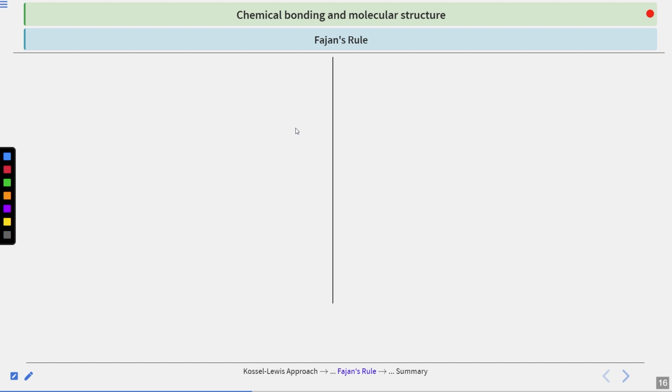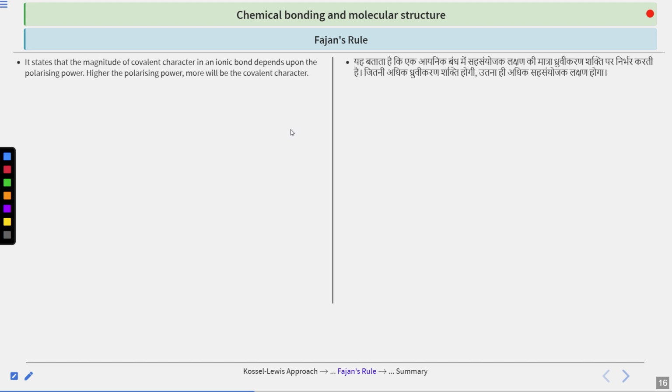The next thing is Fajan's rule. According to Fajan's rule, covalent character depends upon the size of the cation and anion. If there is high polarizing power, then the molecule will have more covalent character. Let us try to understand this high polarizing power. It is generally associated with the size of the cation.